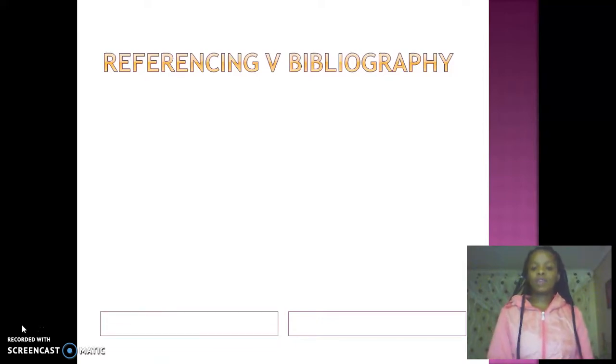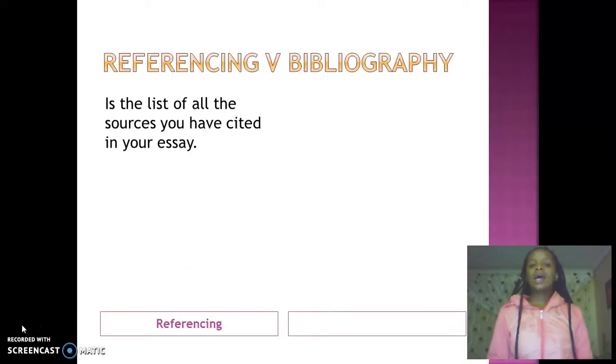So what is the difference between referencing and bibliography? These two often get confused because people tend to think they are similar, but they're not. Referencing is the list of all the sources that you have cited in your work. So basically, these are the sources that appear in your essay, in your assignment, that you include in the end list referencing.